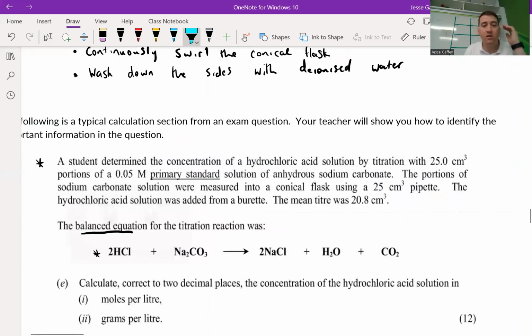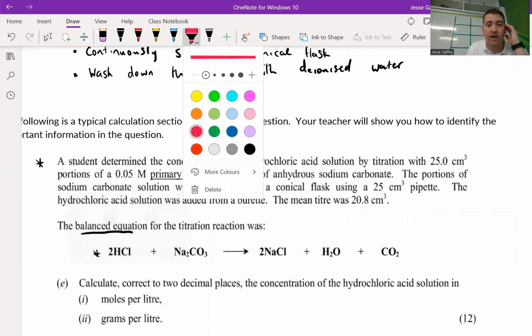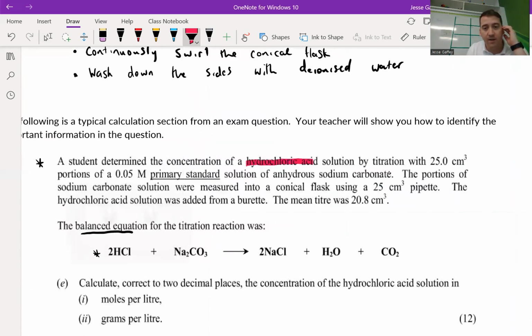All right. So first of all, it said the student determined the concentration of hydrochloric acid. Okay, so there's red. And it said determines the concentration. So that probably means that that's what they're finding. This is what they don't know. So there's a good idea that this is unknown molarity, unknown moles per liter. By titration with 25 cm cube portions of a 0.05 molar standard solution of anhydrous sodium carbonate.